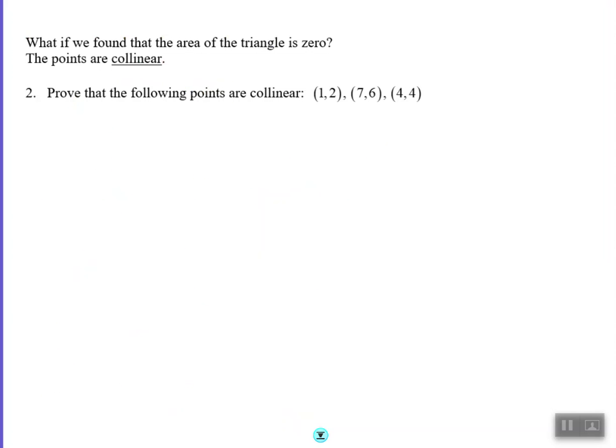What if we used this formula and found that the area of the triangle was 0? Well, that means that the points are collinear, meaning that they are all in a straight line. They do not form a triangle. So if we want to prove that these points are collinear, we need to prove that the area formed by the triangle is 0. So we have area equals plus or minus 1/2 the determinant of 1, 2, 1, 7, 6, 1, 4, 4, 1.